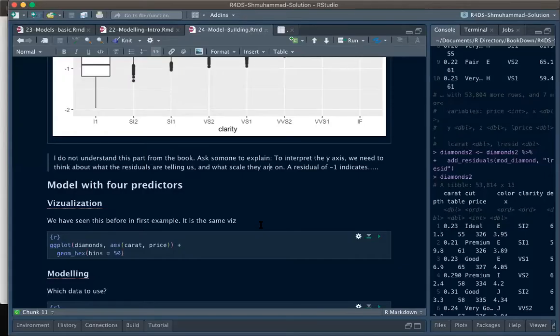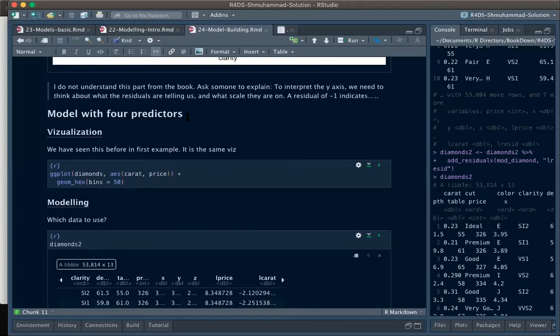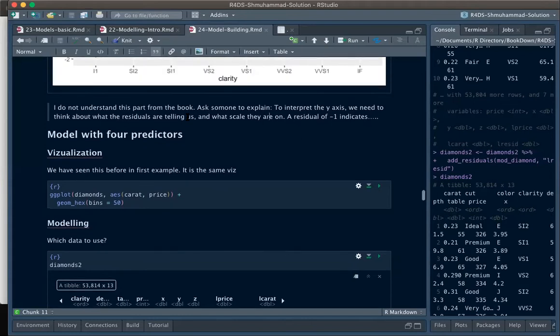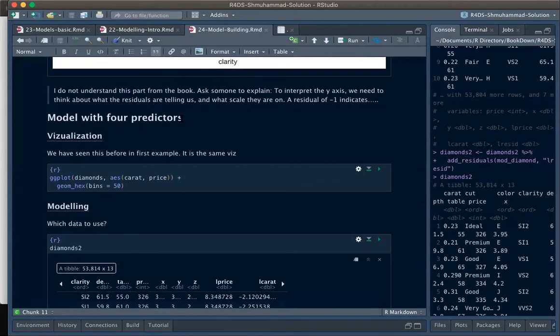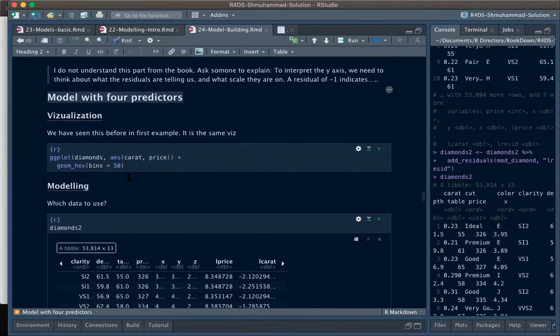Okay, let's continue. What we have seen so far is modeling with just one variable, which is price. Now let's do modeling with 4 predictors. We are going to use the same 3 processes we have seen: visualization, modeling, and residual. So the first one is visualization.